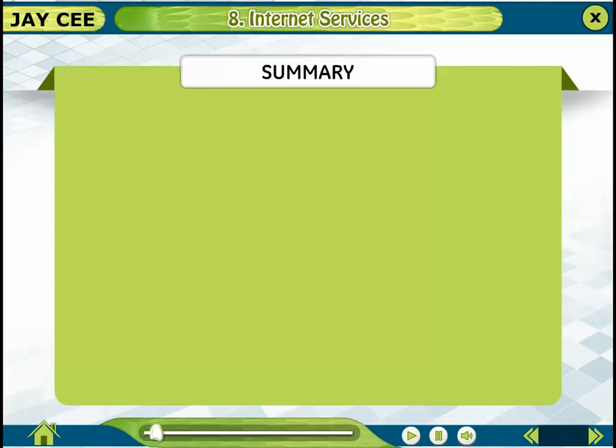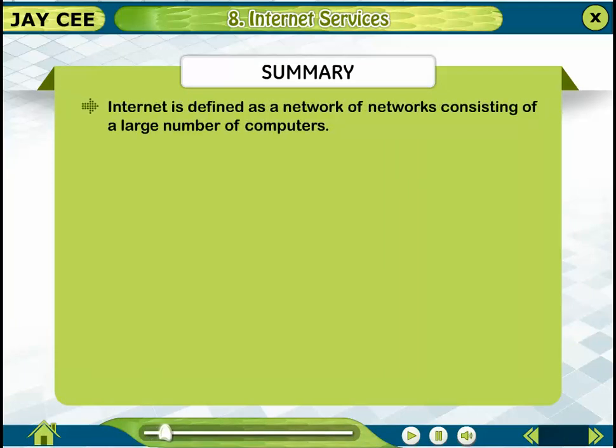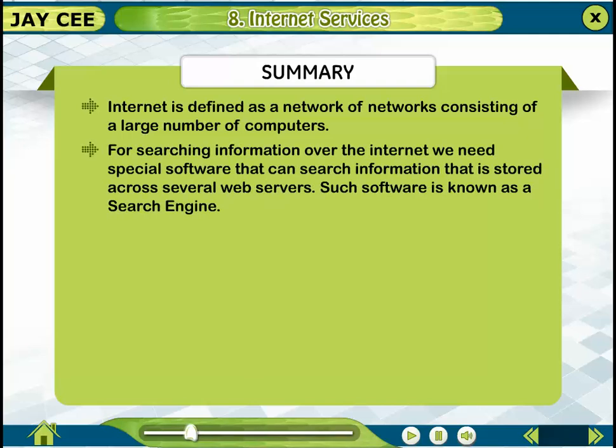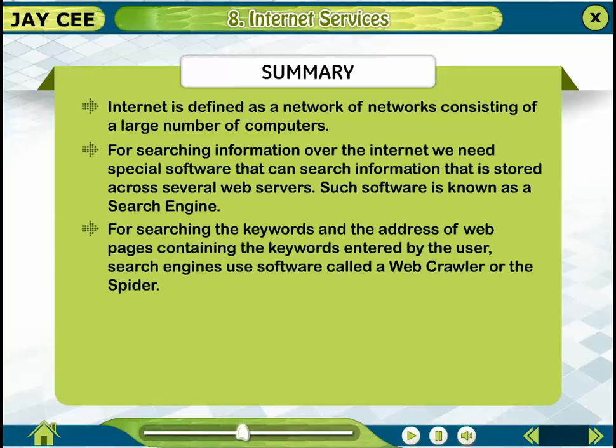Summary. Internet is defined as a network of networks consisting of a large number of computers. For searching information over the Internet, we need special software that can search information that is stored across several web servers. Such software is known as a search engine. For searching the keywords and the address of web pages containing the keywords entered by the user, search engines use software called a web crawler or a spider.